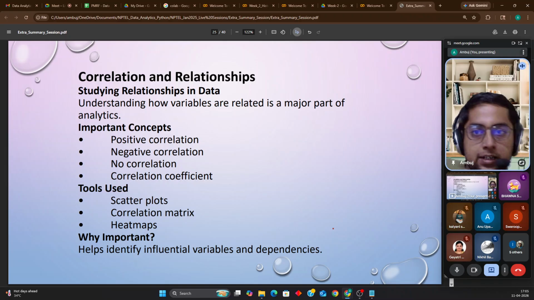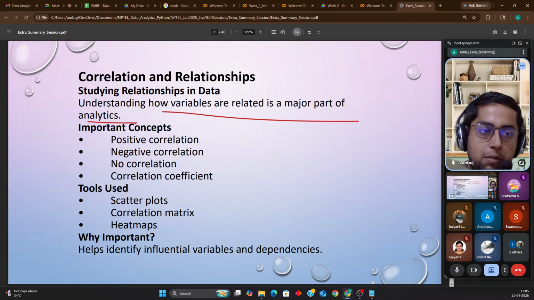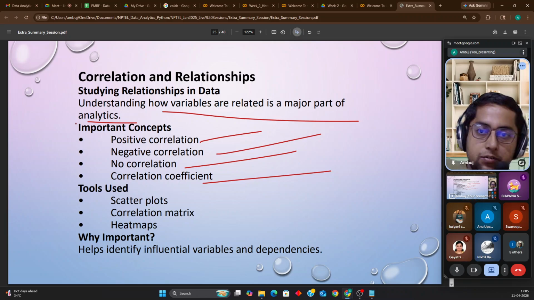Then correlation and relationships. Studying relationships in data, understanding how variables are related is a very important part in data analytics. There might be a positive correlation, negative correlation, no correlation, or correlation coefficient. Each and every value is there.